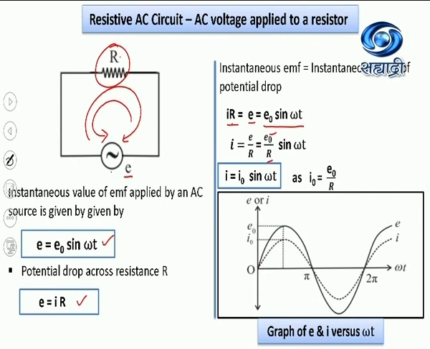Now what is the expression for the EMF? E is equal to E naught sin omega t. So the variation of EMF will be like a sine function. Initially when omega t is 0, sin 0 is 0, so EMF is 0. Next, when omega t is equal to pi by 2, then sin pi by 2 is plus 1, that's why EMF is plus E naught.